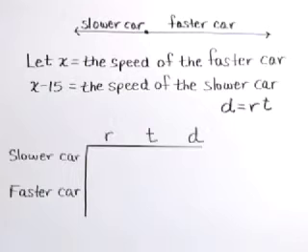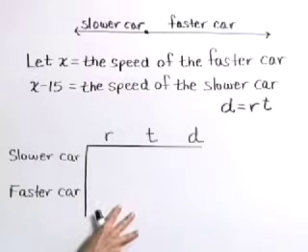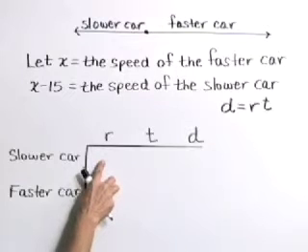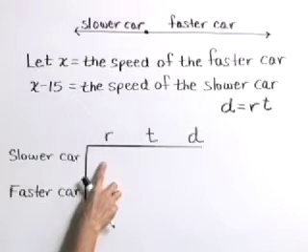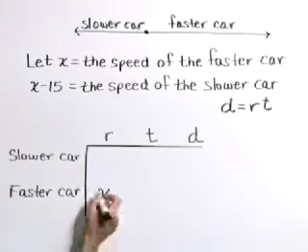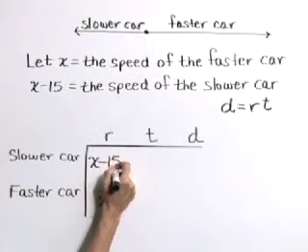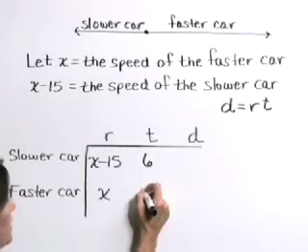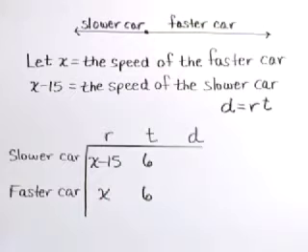And I'm going to use a table to organize my information. We've indicated that x represents the speed of the faster car. So let's place that x right here, and that x minus 15 represents the speed or rate of the slower car. We're told that in 6 hours they are 630 miles apart, and they've started at the same time. So for each, the time is 6 hours.